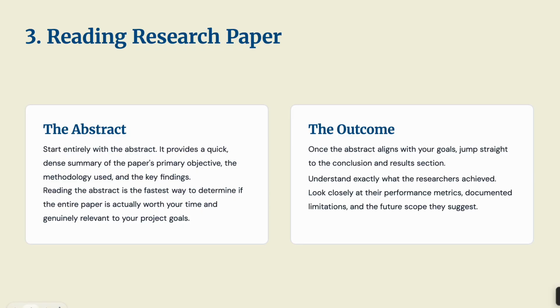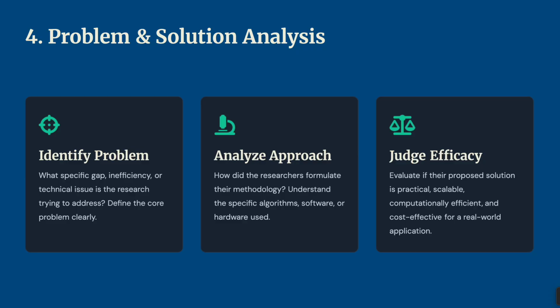The second thing would be to understand the abstract of the paper. This will help you to understand what is there in the paper and what you can expect from the paper. The outcome is very important. You have to see what they have achieved, what the researcher has achieved through the research.